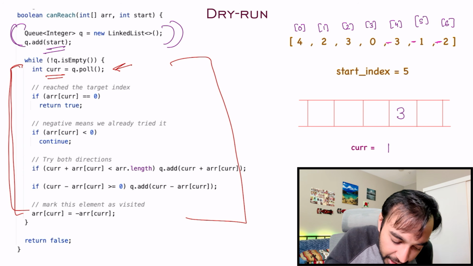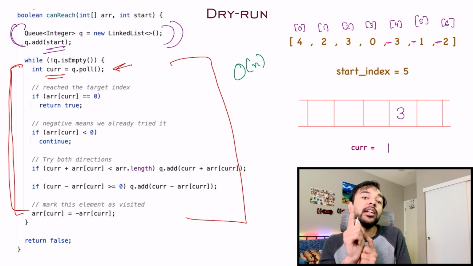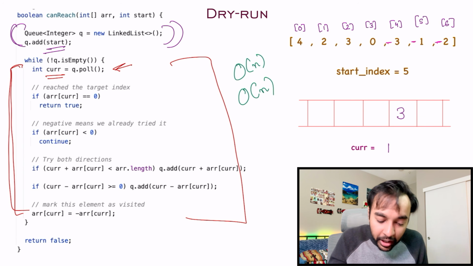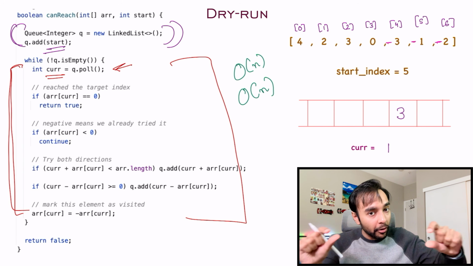The time complexity of this solution is order of n because you iterate through every element only once. And the space complexity of this solution is also order of n because you need that extra space for the queue to store all of your elements. I hope I was able to simplify the problem and its solution for you.